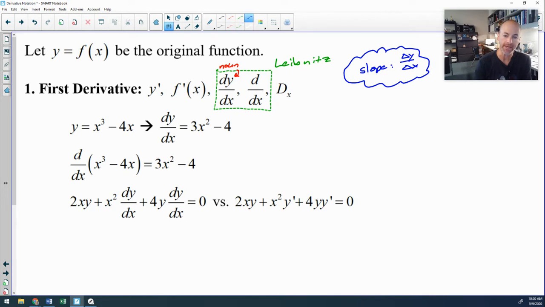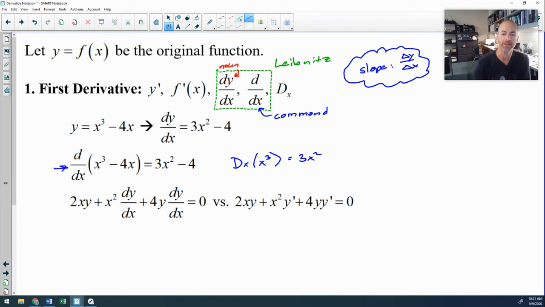However, d dx is what I call a command, or you can think of it as an operator, and it is telling you to find the derivative of what follows. So here I have d dx parentheses x cubed minus 4x. That means find the derivative of x cubed minus 4x, and the answer is 3x squared minus 4. The capital D notation is very similar, so I could write D sub x of x cubed, and the derivative of x cubed would be 3x squared. So that is also an operator, the capital D with the subscript x, but I'm not going to use that much.